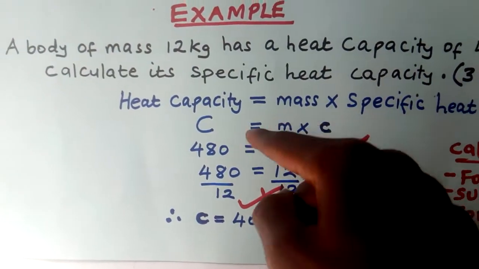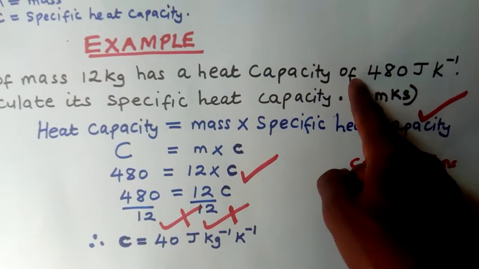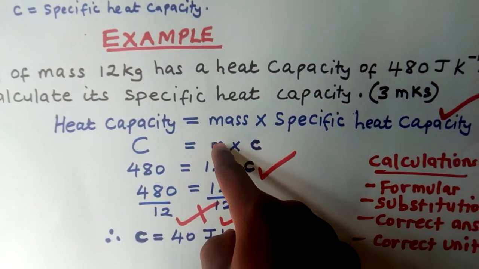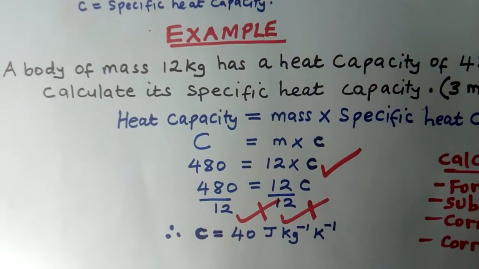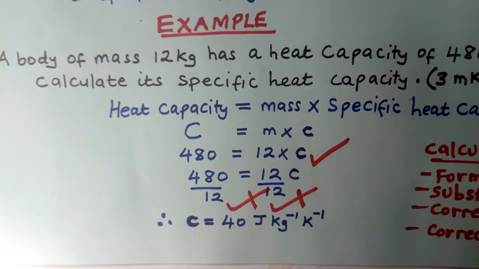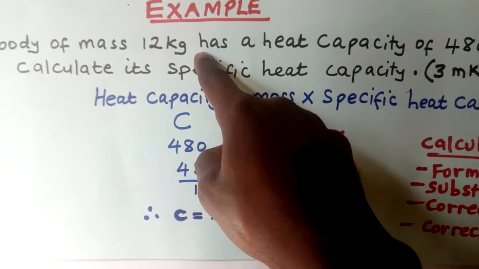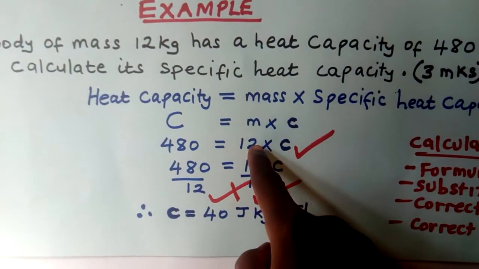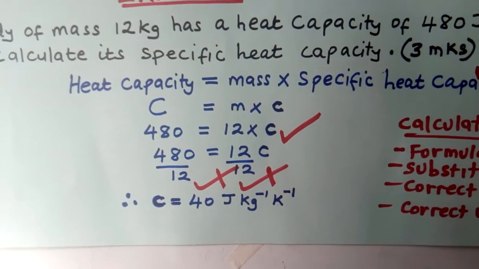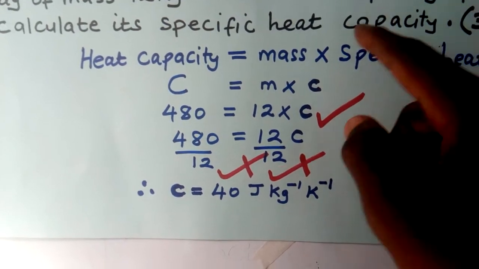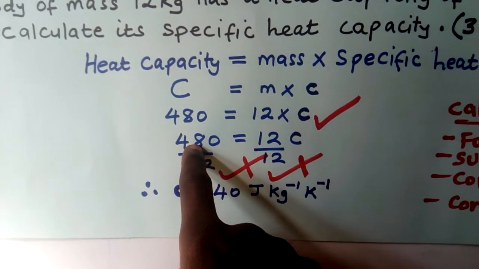Then you substitute. Where there is heat capacity, you write 480 because it was 480. You see here? So where there is an M, you write 12. The mass we were given is here. If the mass is in grams, you change to kilograms because the SI unit of mass is kilograms. But we have already been given the kilograms. So you just write 12 as the mass times the small c, which we are looking for, the specific heat capacity.